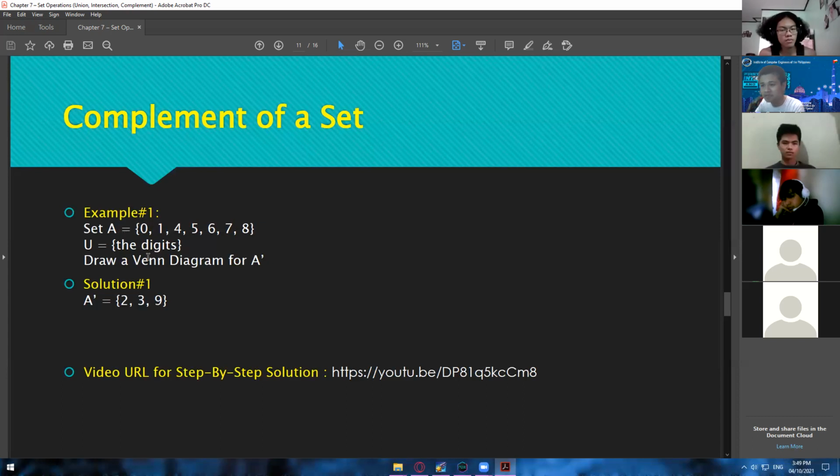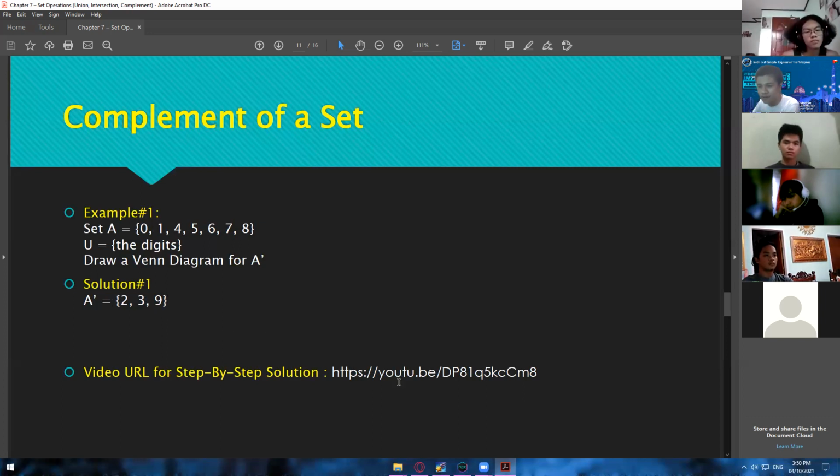So here is a solution. We have 0, we have 1, but we don't have 2. So we put that one as a complement of set A. And then we don't have 3. So we put that one also. We have 4, we have 5, 6, 7, 8, but we don't have 9. So we also put that one in the complement of set A. Do I have a Venn diagram? We don't have a Venn diagram for this one.